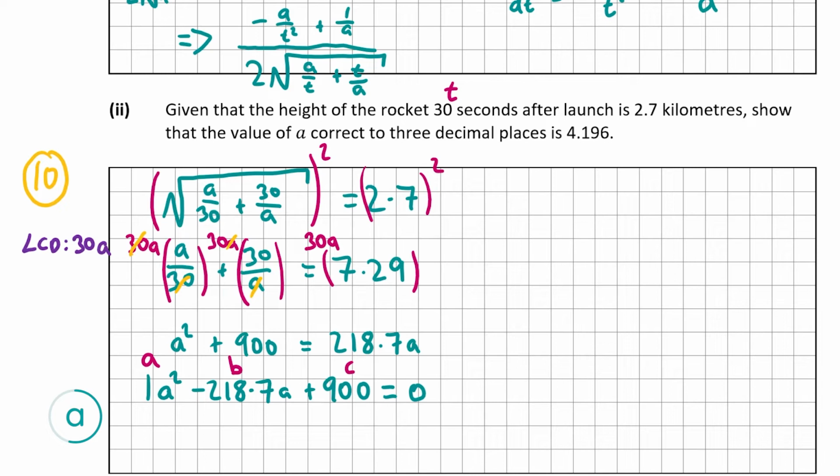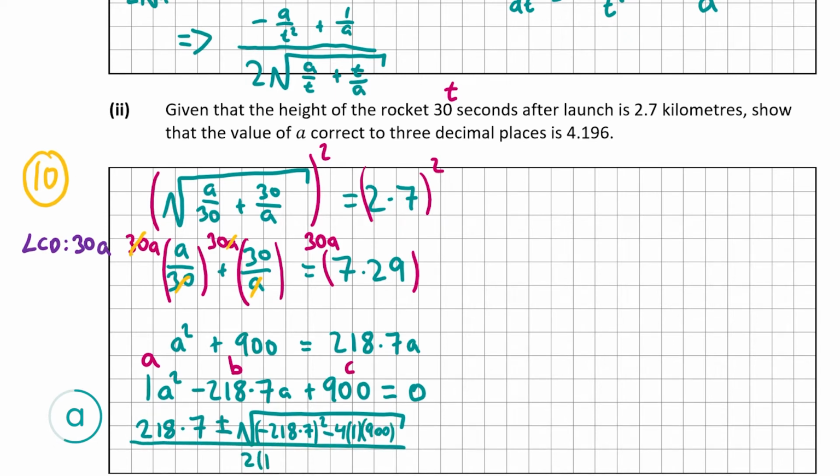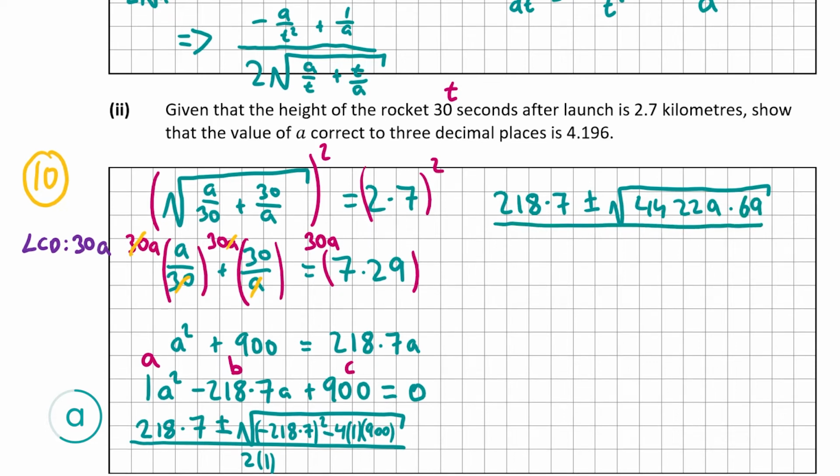So then popping these into the formula, so minus b is going to give us 218.7 as it's going to be minus by minus. Okay, plus minus the square root of b squared, so minus 218.7 squared, minus 4 by a, which is 4 by 1, by c, which is 900, and all of that will be over 2a, so all over 2 by 1. So now evaluating the bit underneath the square root sign, so minus 218.7 squared minus 4 by 1 by 900 will give us 44,229.69. That's going to be 218.7 plus minus the square root of 44,229.69 all over 2.